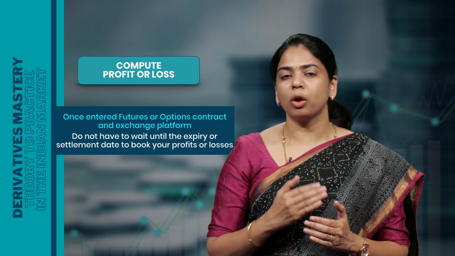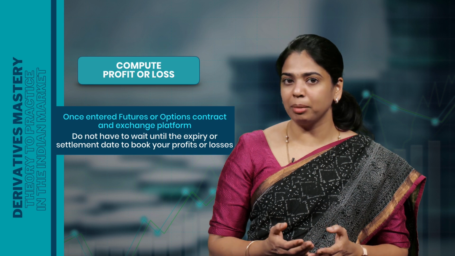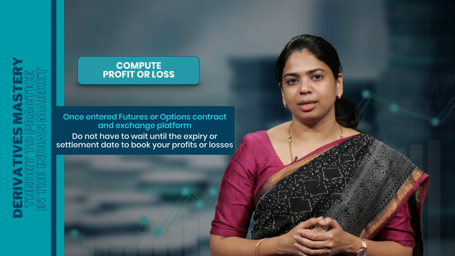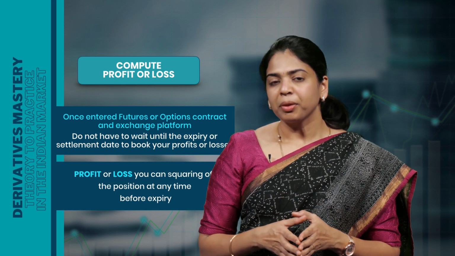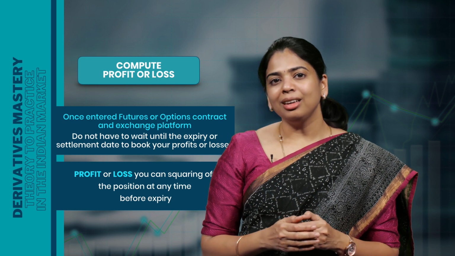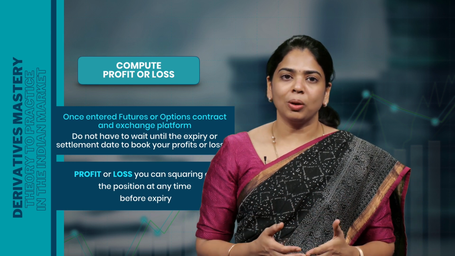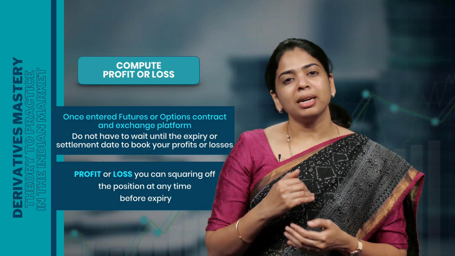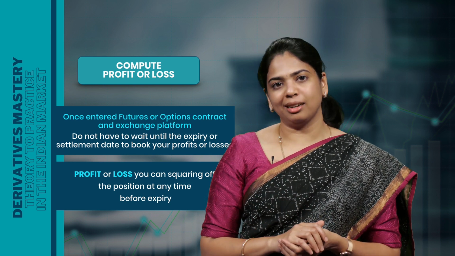The first thing to keep in mind is that once you enter into a futures or options contract on an exchange platform, you do not have to wait until the expiry or settlement date to book your profits or losses. If you are a speculator and feel that you have made enough profits, you can exit the contract by squaring off your position. Similarly, if you're incurring losses and believe that staying in the contract might worsen your losses, you can limit them by squaring off your position at any time before expiry. So I hope this is clear.